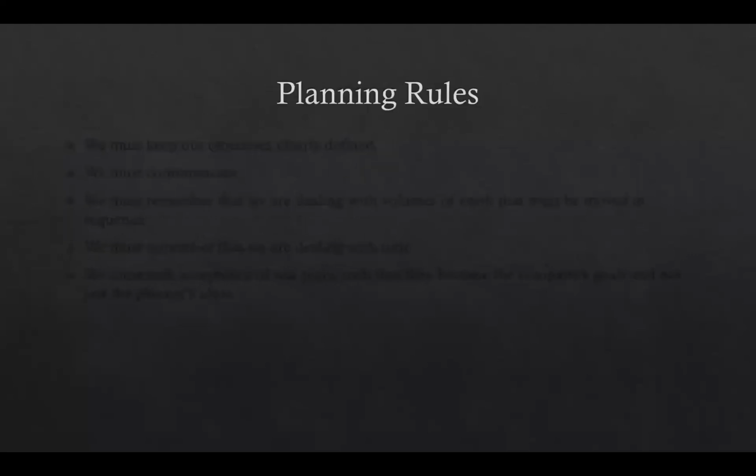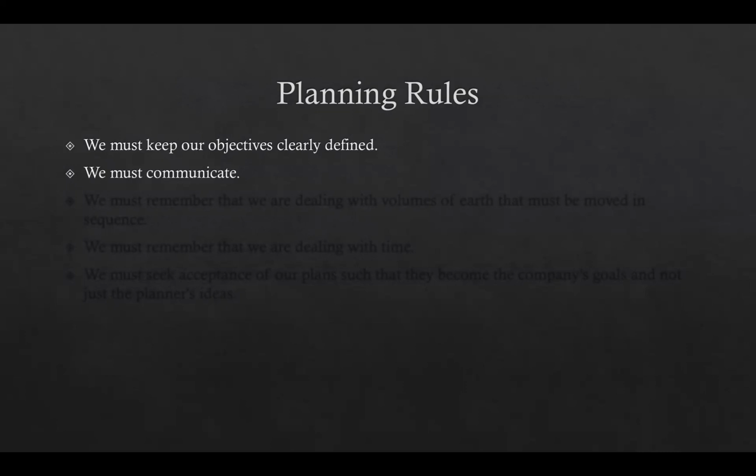There are some planning rules, especially for long-term planning, that should be kept in mind by planning engineers. The first one is we must keep our objectives clearly defined while realizing that we are dealing with estimates of grade, projections of geology, and guesses about economics. We must be open to change. Second one is we must communicate.